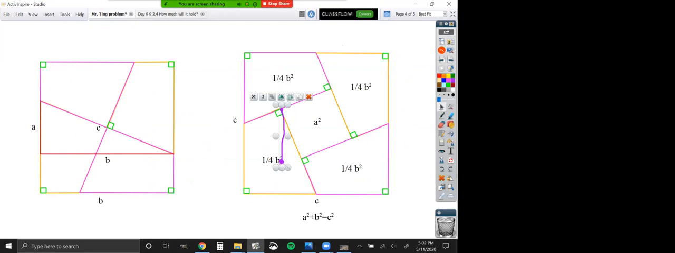If I were to take this piece and turn it, you can see that it fits perfectly. It's the same length as the square that's inside. It's a very cool idea.